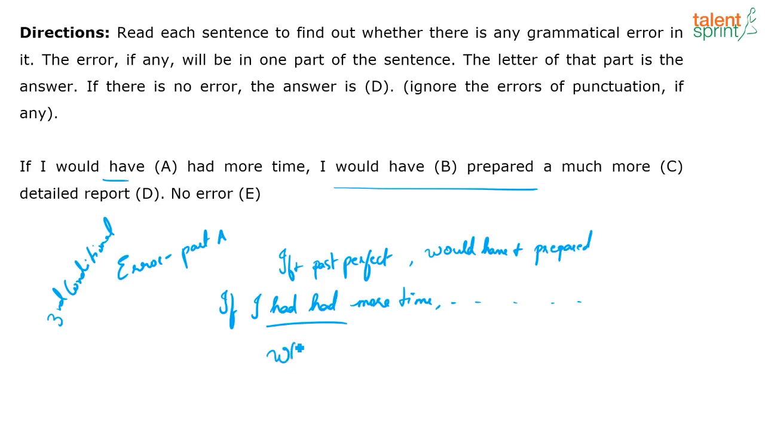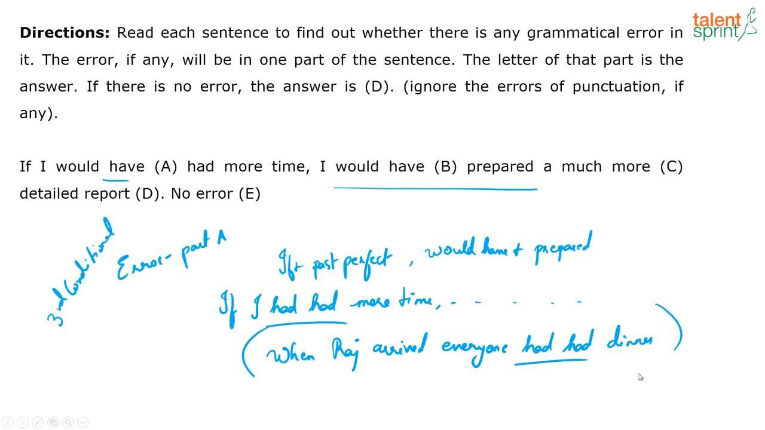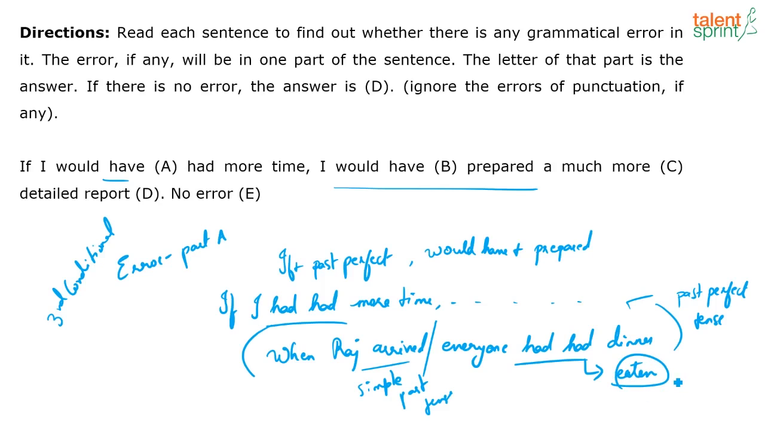I could say, when Raj arrived, everyone had dinner, right? Obviously, we're talking about when two actions happen in the past, the first action is always in the past perfect tense, right? That's why it's had. And then the second action is in the simple past tense. So this second had is basically replacing the main verb. When Raj arrived, everyone had what? Eaten dinner, right? It's substituting the past participle main verb, which means they had dinner already, which means they ate dinner.